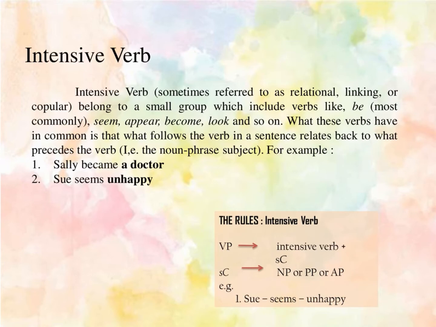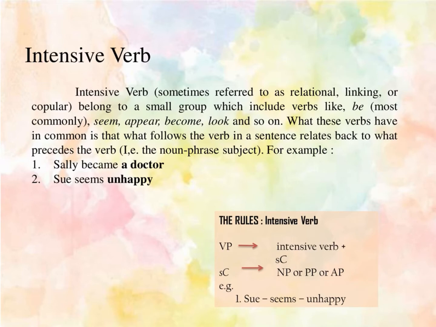This sentence consists of subject, predicate, and subject complement, with Sally as a subject, became as a predicate, and a doctor as a subject complement. And the second one, Sue seems unhappy. Same as the first sentence, Sue is the subject, seems is the predicate, and unhappy is the subject complement.